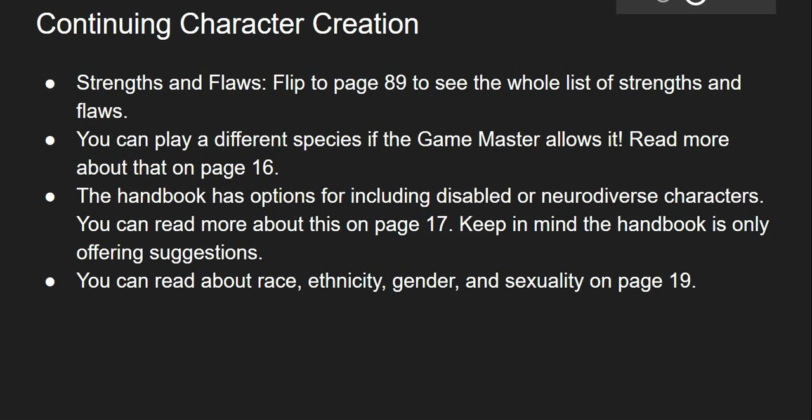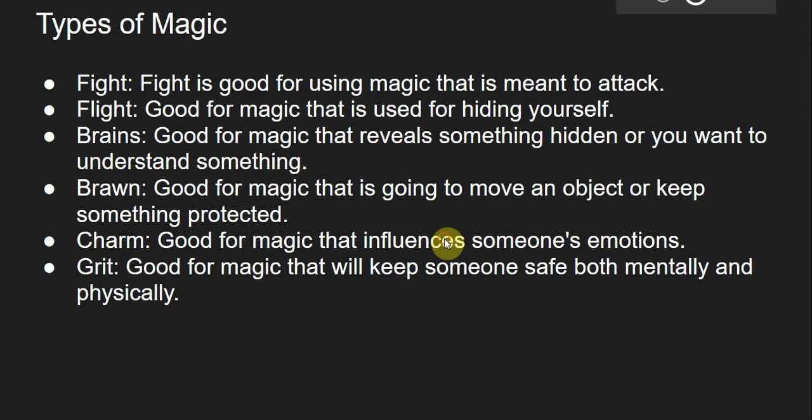And on page 19, you can also read about race, ethnicity, gender, and sexuality. Everything listed, with the exception of strengths and flaws, are all guidelines. They don't give you any rules. There are no stat blocks. If you want to insert something here or make rules for any of the things listed here, you can do that, but that's going to require more work on the game master's part. So let's talk about magic.